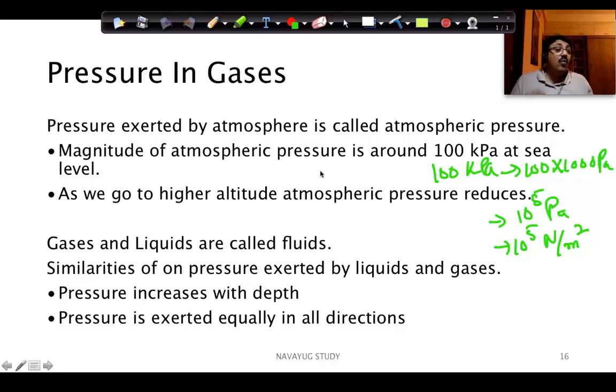Yeah. Now what happens as you climb a mountain? What happens to the atmospheric pressure? It starts increasing. No, I mean decreasing. It starts decreasing. Why? Because when you're climbing up the mountain, the amount of air above you is reducing. So lesser amount. So it's like this, right?